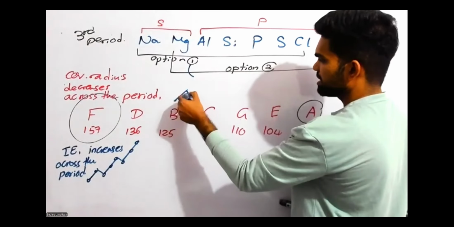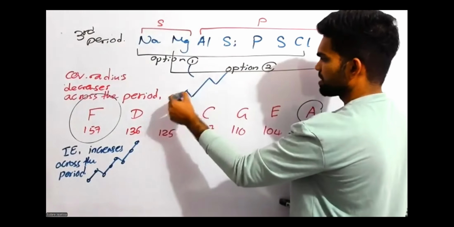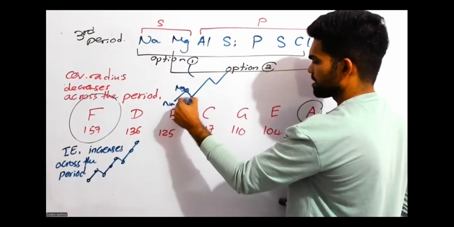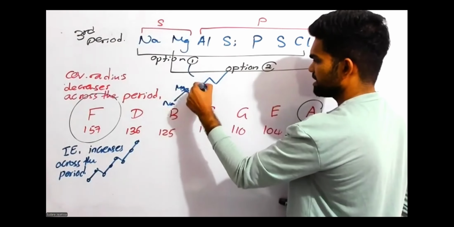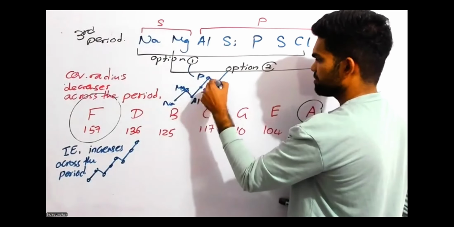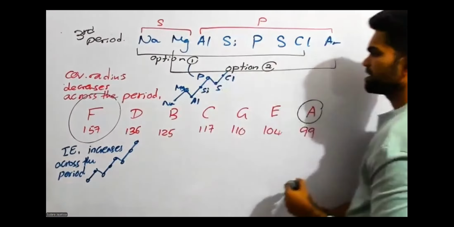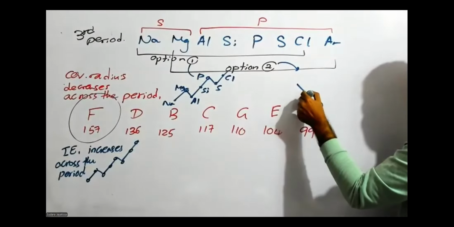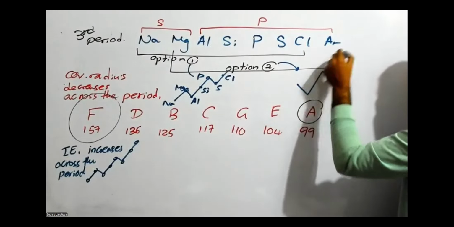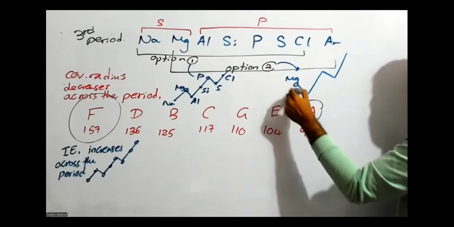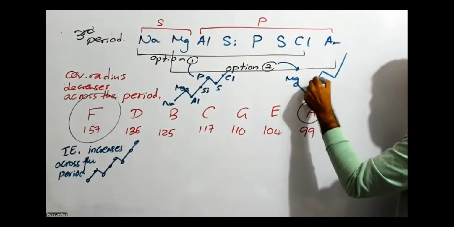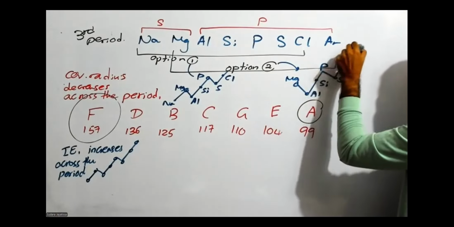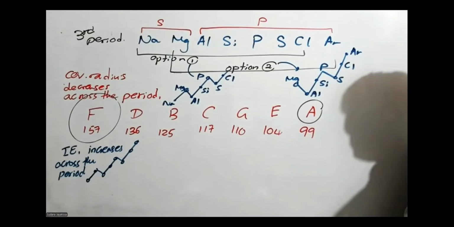We'll draw the possibilities here. Sodium, magnesium, aluminium, silicon, phosphorus, sulfur, and chlorine. This is one option. And the other option is starting from magnesium, aluminium, silicon, phosphorus, sulfur, chlorine, and argon. These are the possibilities now.